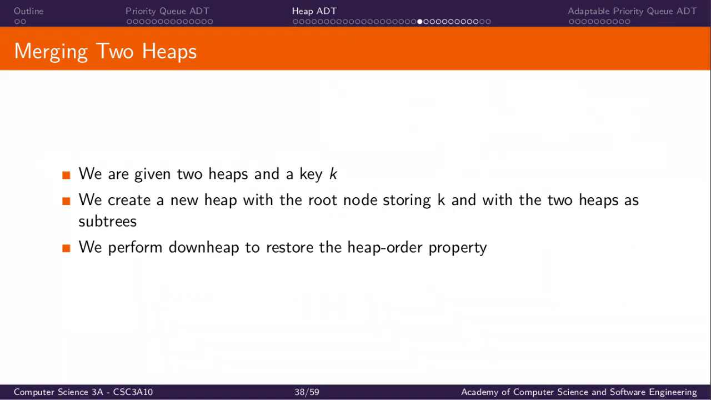Then merging 2 heaps. Let's say we're given 2 heaps and some other key. We can actually create a new heap by creating a new root, storing k there, and then making the 2 heaps the left and right subtrees, rooted at the left and right child of this new root. We then may have to do a down heap to restore our heap order property.